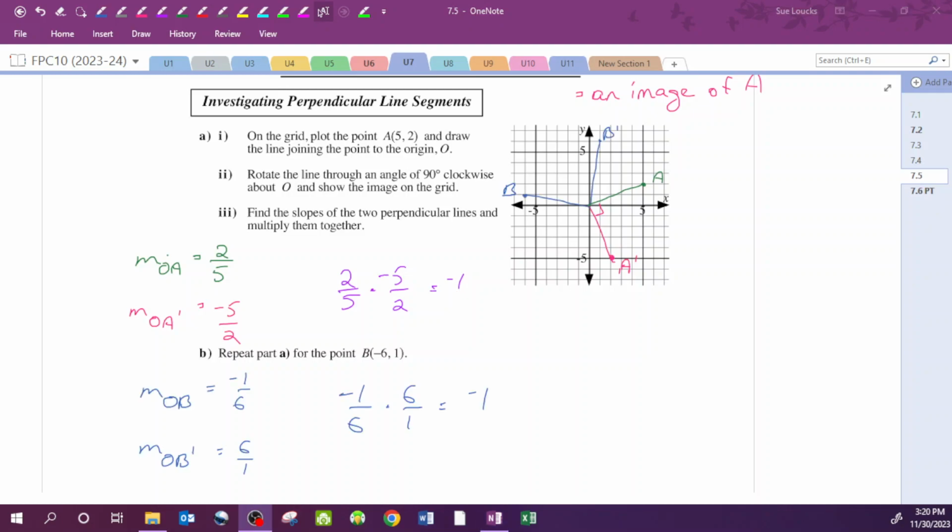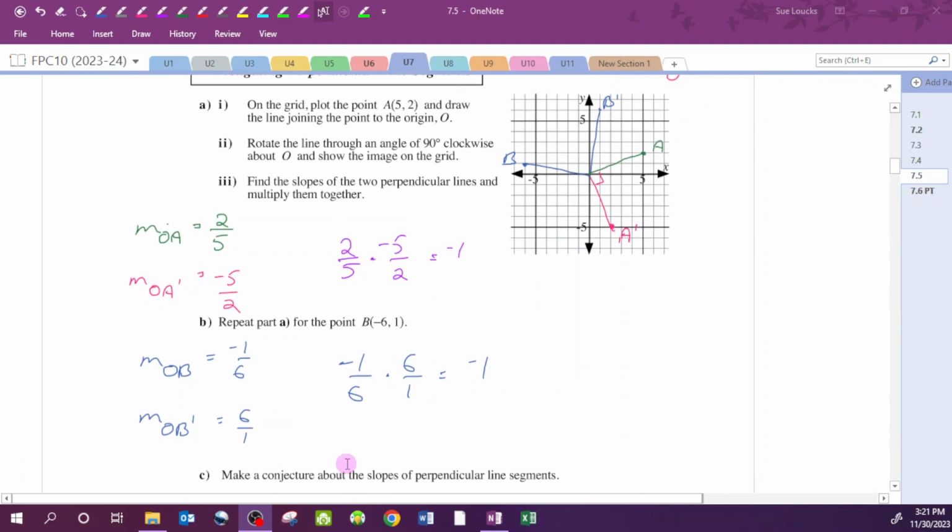Okay, so hopefully you got that the slope of the first one is -1 over 6. It's always a good idea to check: it's a negative slope. Is it going down? Does it look like a negative slope? Yep, good. And the slope of OB prime is going up and it's much steeper, so it's got a higher number, right? Multiply those together, we get -1. And it did tell us that these are perpendicular as well.